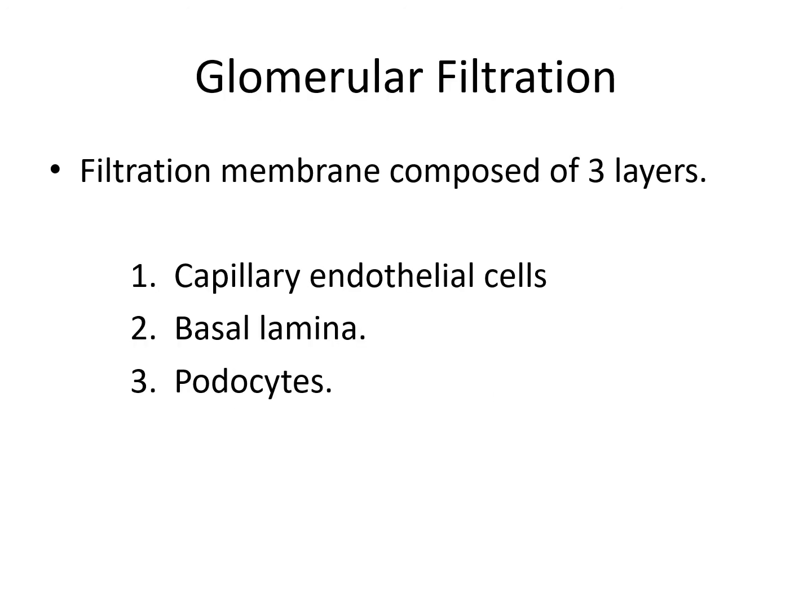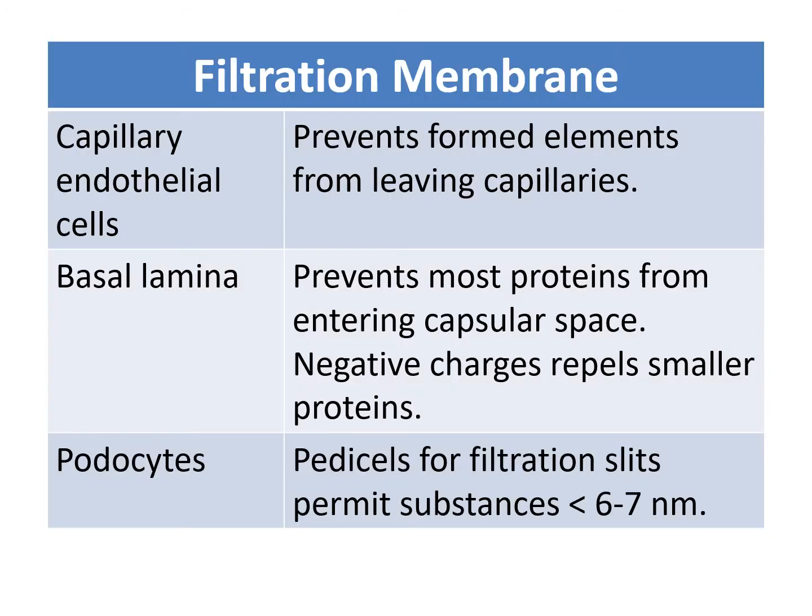Now, what makes glomerular filtration a little more complicated and more refined is that there are three filtration membranes, three layers. So it's like there's three coffee filters. These include the capillary endothelial cells, the basal lamina, and the podocytes. In this table here, I've summarized the filtration membrane. We have capillary endothelial cells. These prevent formed elements from leaving the capillaries, so there should be no blood in your urine. The basal lamina prevents most proteins from entering the capsular space.